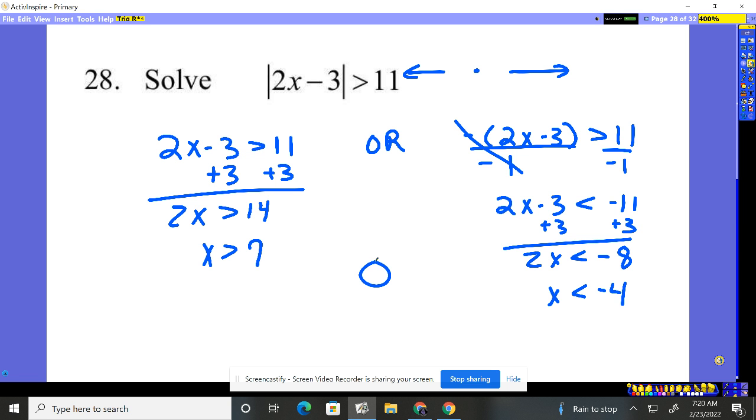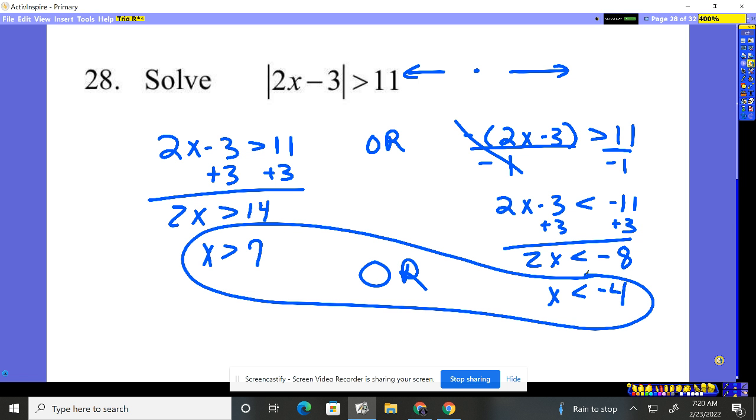So it's x is greater than 7, or x is less than negative 4. One's shooting negative 5, negative 6, negative 7 to the left. The other's shooting to the right, 7, 8, 9, 10, and so forth. There you have problem 28.